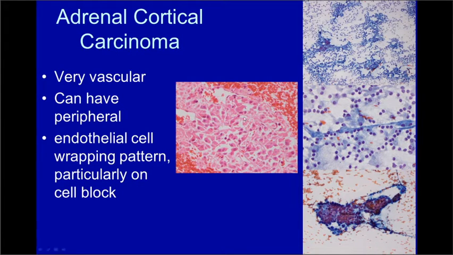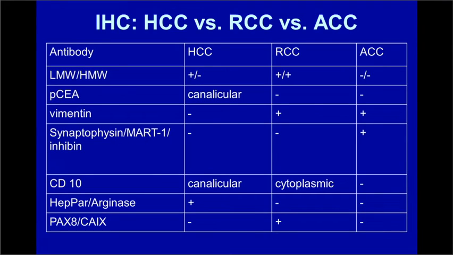So this is the one neoplasm that can really, I want to say, trip you up on cytology if you're not aware that the patient also has an adrenal mass, because the vascular pattern can really form these smooth peripheral borders, mimicking that peripheral endothelial cell wrapping pattern. This is a cell block showing that pattern. But again, fortunately, we can use immunohistochemistry to help us.